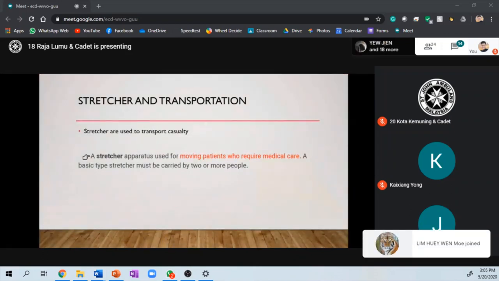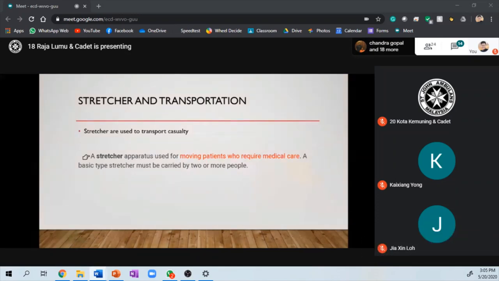Stretcher and transportation. What is a stretcher? A stretcher is a simple design that can be used in an emergency to carry or transport an injured casualty or a dead person. There are 5 types of stretcher we will show you today.